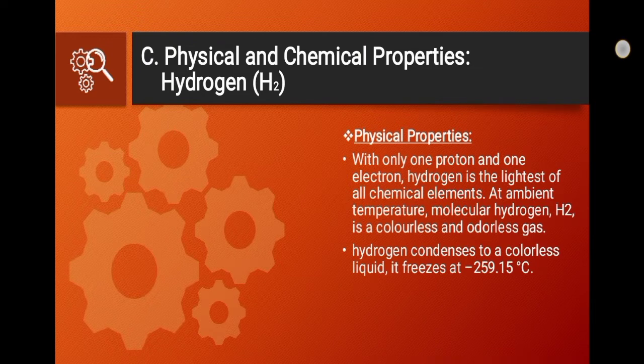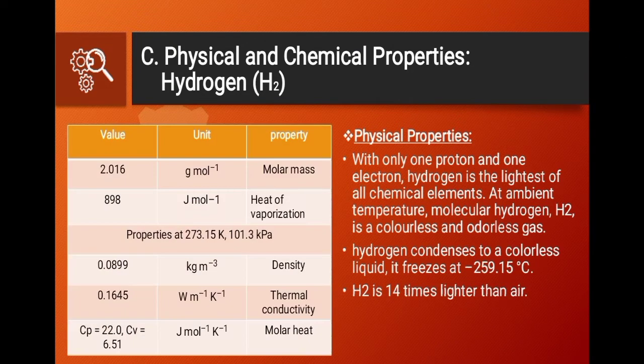The first, hydrogen or H2, physical properties. With only one proton and one electron, hydrogen is the lightest of all chemical elements. At ambient temperature, molecular hydrogen, H2, is a colorless and odorless gas. At low temperature, hydrogen condenses to a colorless liquid. It freezes at minus 259.15 degrees Celsius. H2 is 14 times lighter than air.